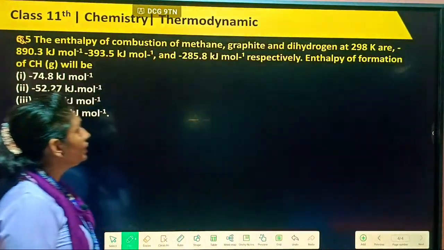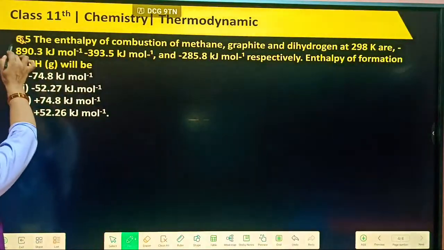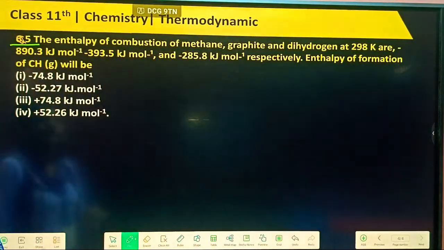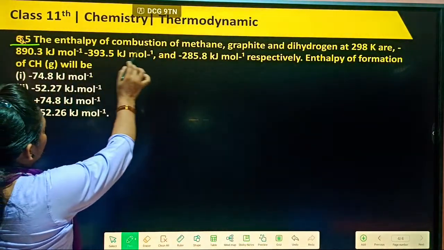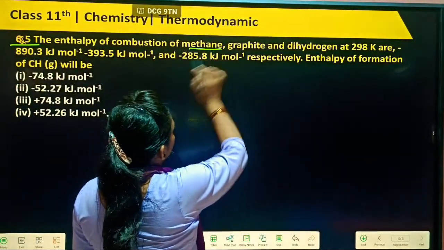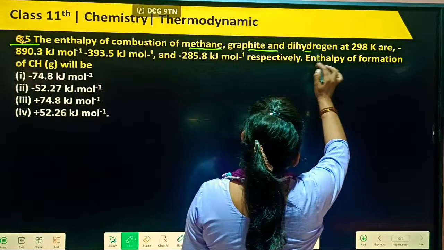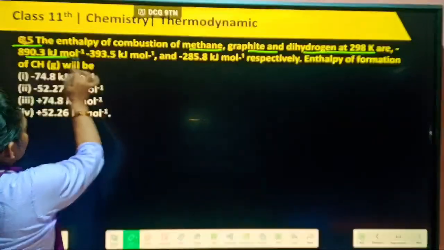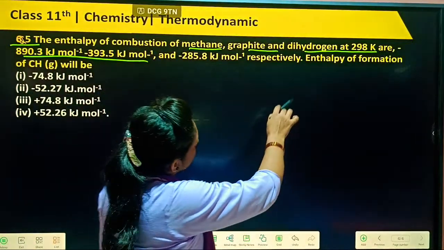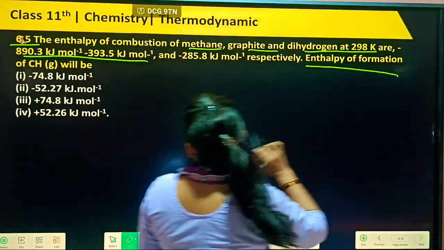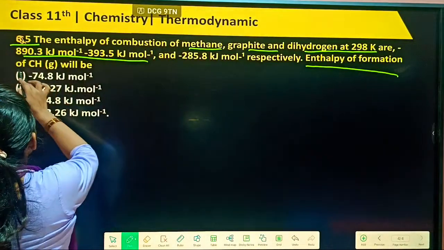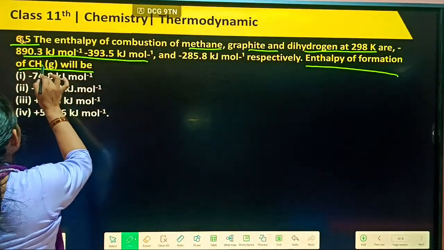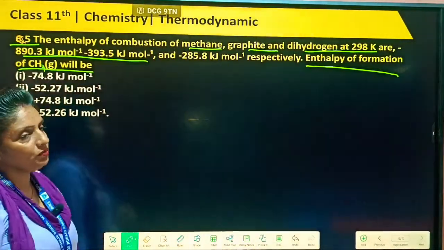Now see the next question, question number 5. The enthalpy of combustion of methane, graphite and dihydrogen at 298 Kelvin are given respectively. Enthalpy of formation of CH4, methane, will be?